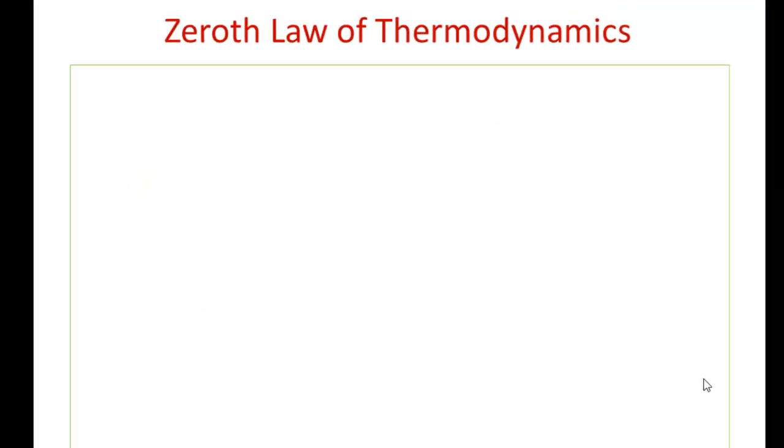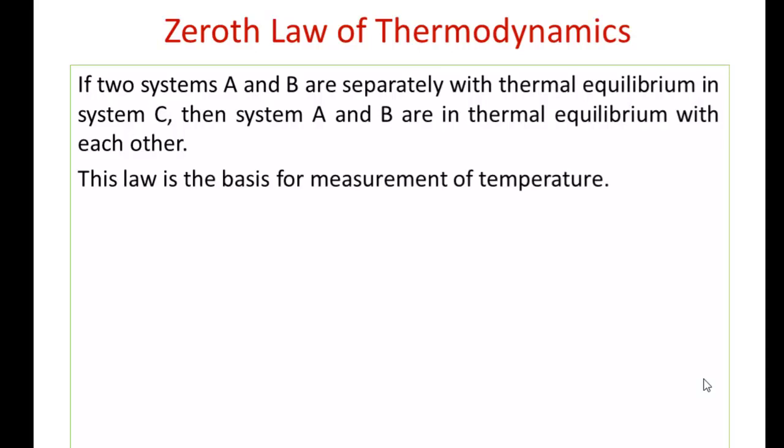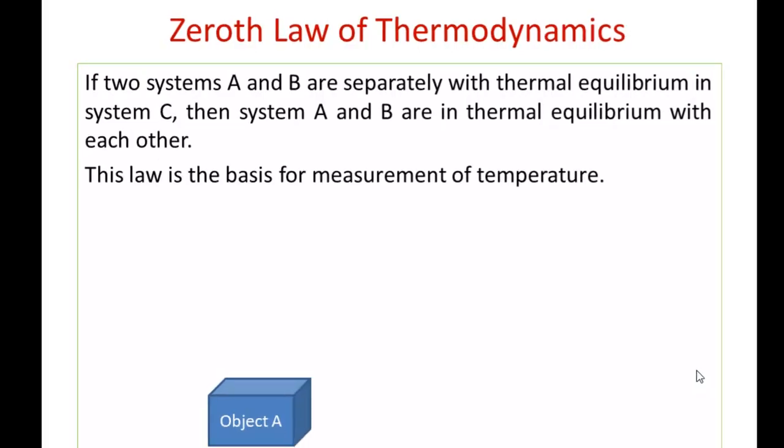Coming to the last topic, that is zeroth law of thermodynamics. According to this law, assume that you have 2 systems, system A and system B, and these 2 systems are separately in thermal equilibrium with another system, system C, then we say that system A and B are in thermal equilibrium with each other.